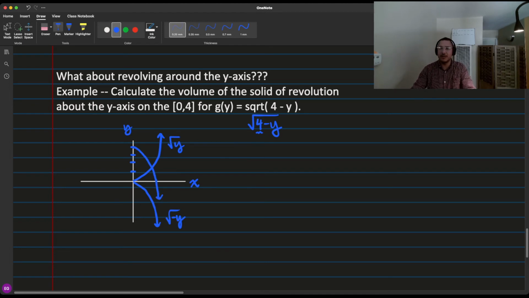So I'm just going to erase the other ones, but now you know why it looks like that. So it looks something like so.